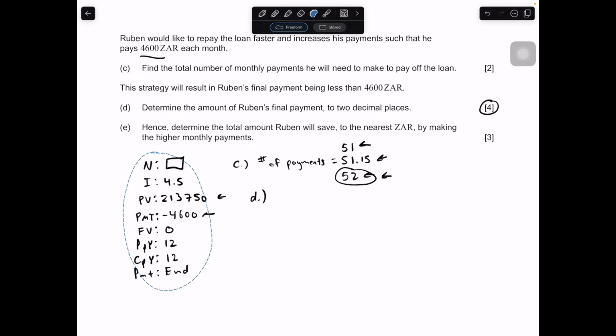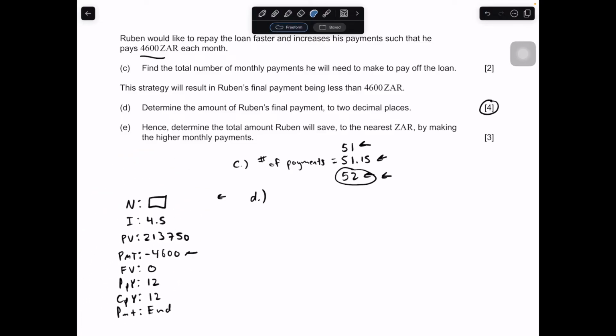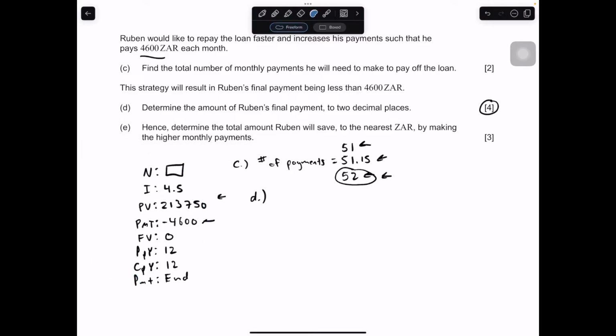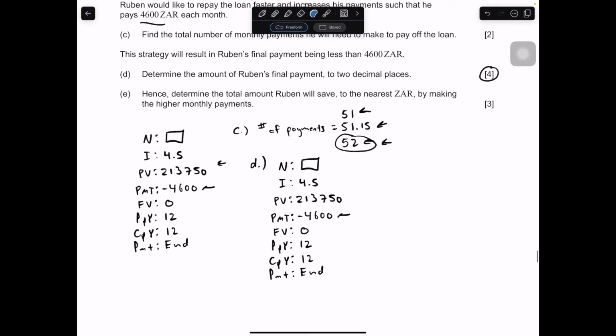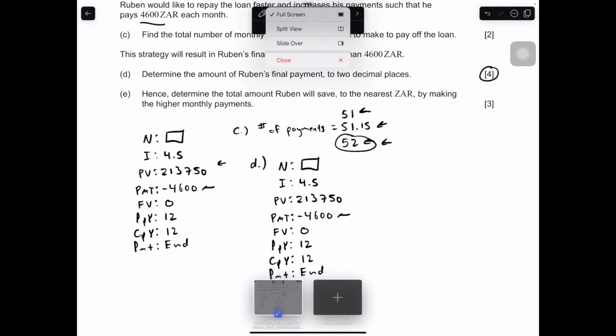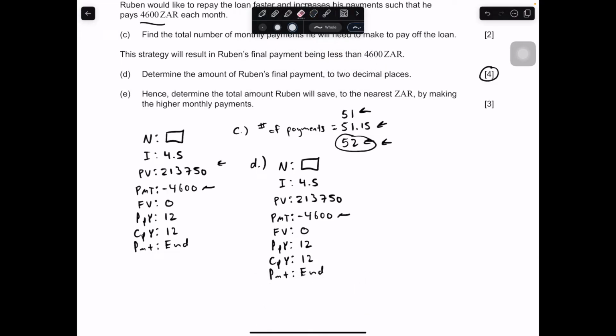So let's use this once again. Okay, copy. So this is part D right here. This is a new question, and let's see if we can modify this. Here we go. So let's say this is him paying off 4,600. It should still be negative, but let's say he makes 52 payments. What is the final value? We'll be able to see how much he has overpaid by.